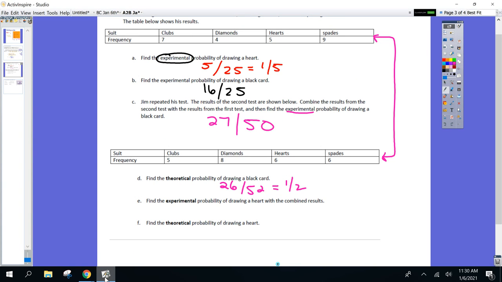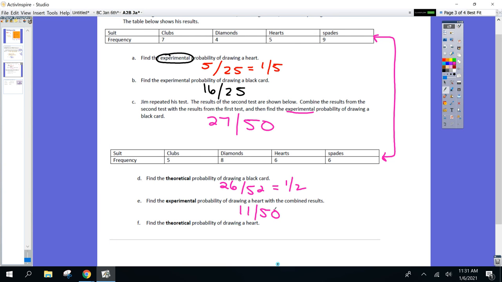Add to the combined results. Out of the combined results, drawing a heart is, isn't that 11 out of 50? 11 out of 50. There you go. 11 out of 50. Again, not out of 52 because that would be theoretical. Now I want theoretical.